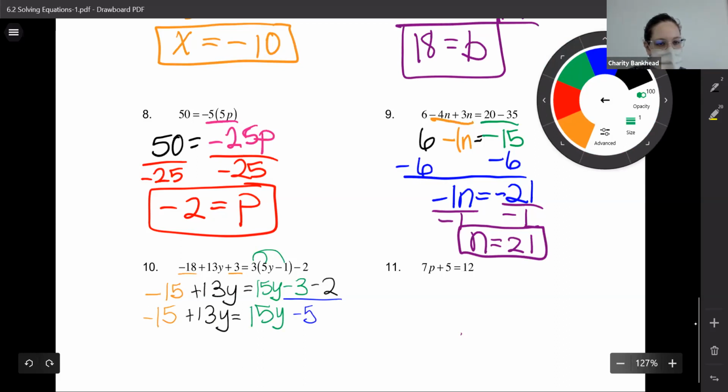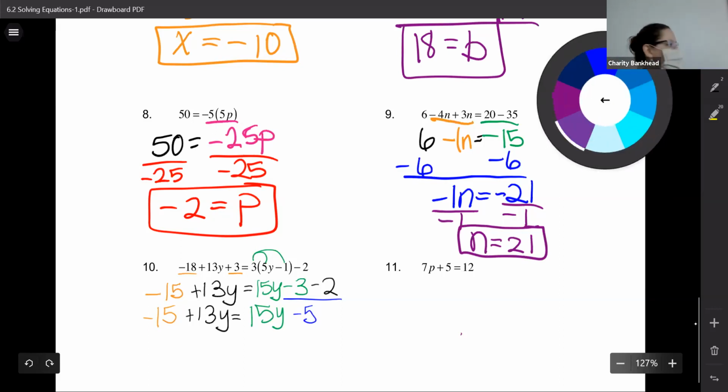All right, so now I've got y's on both sides of the equation, and I need to make it so that I only have y on one side of the equation. So I could either subtract the 15y from both sides, or I could subtract the 13y from both sides. Either way is just fine, whichever way you prefer to do it. I think I'm going to subtract the 15y from both sides. So then I have negative 15 minus 2y equals negative 5.